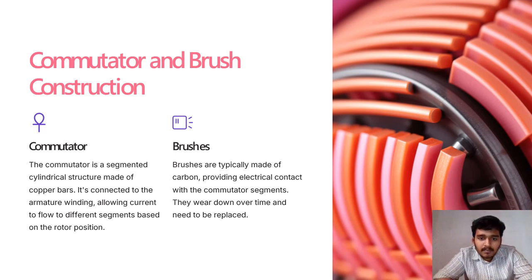Brushes are typically made of carbon, providing electrical contact with the commutator segments. They wear down over time and need to be replaced. Without proper care, the brushes will wear and tear, and over time they may be damaged. It is a main source where the voltage cannot be developed. Over time the brushes should be changed for the motor to function properly.